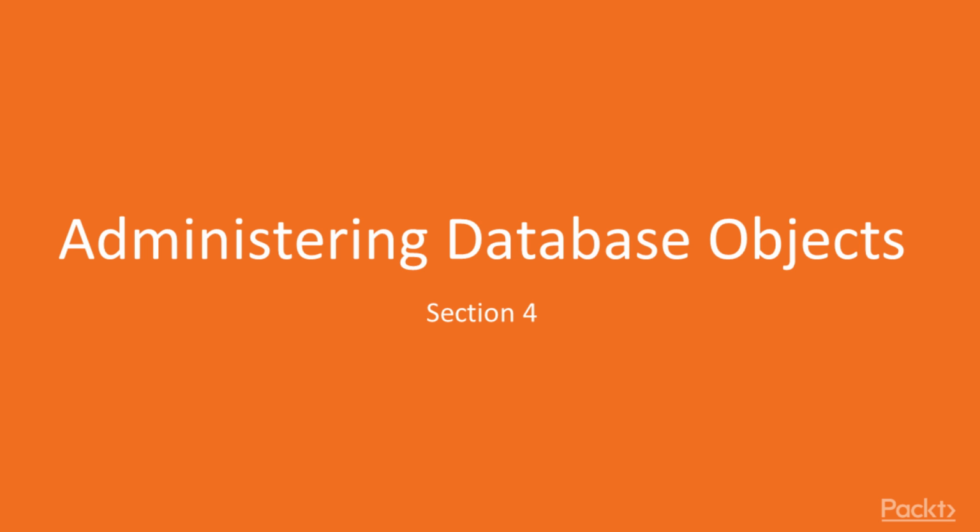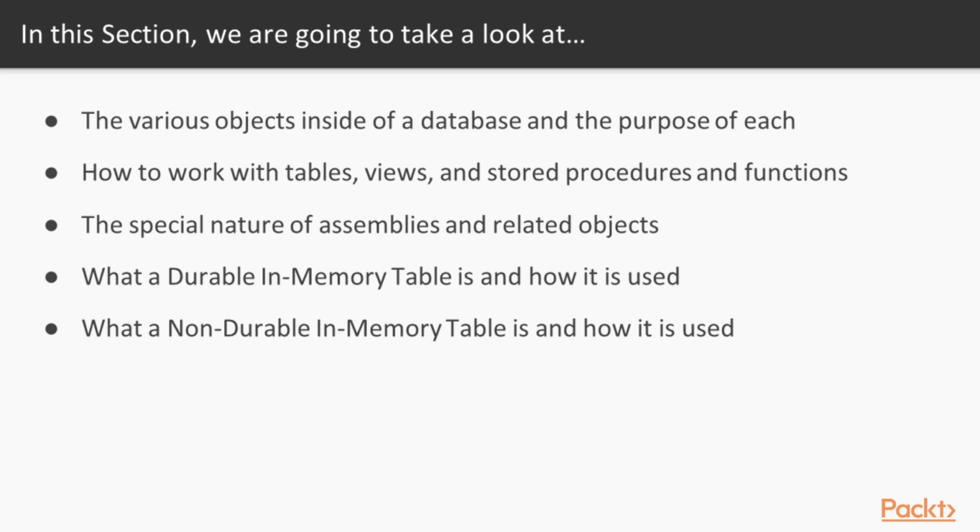This is Section 4, where we look at administering database objects. In this section, we're going to take a look at the different objects that are inside of our database and look at the purposes of each one. Specifically, we'll learn how to work with tables, views, stored procedures, and functions. And we'll also talk about the special nature of assemblies and their related objects. We'll also look at in-memory tables. We'll look at durable and non-durable tables and how they're used.